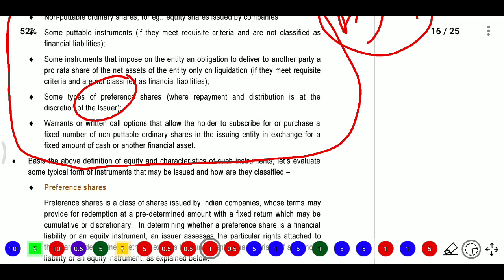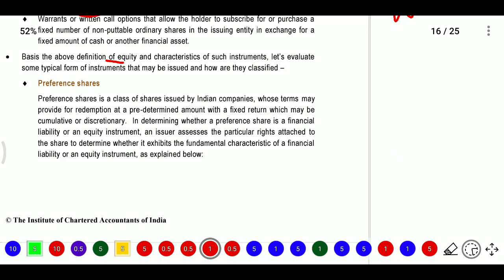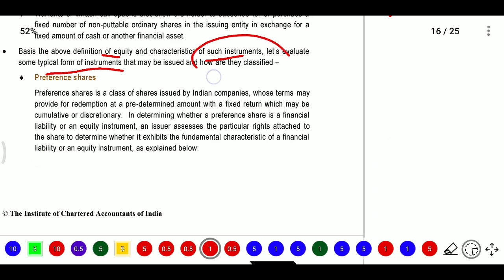And some warrants and call options allow holders to subscribe for or purchase a fixed number of non-puttable ordinary shares of the issuing entity in exchange for a fixed amount of cash or other assets. So warrants are also classified as equity only. Some preferences, some characteristics, and how they are classified. So here, based on the definition of equity, are some characteristics of such instruments. Let us evaluate some typical forms of instruments that may be used and how they are classified.